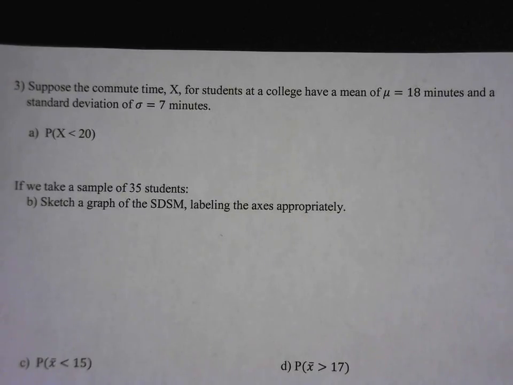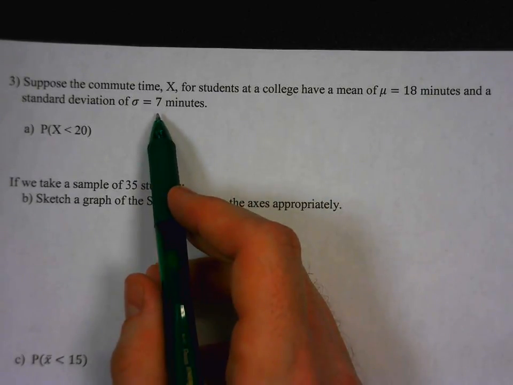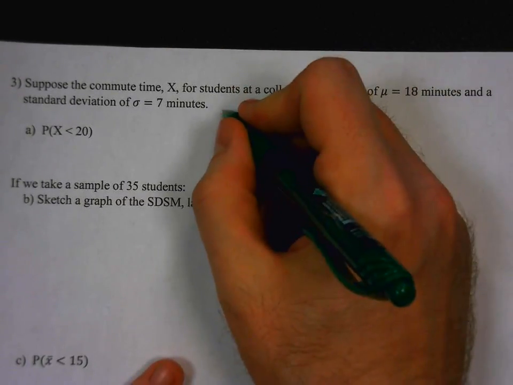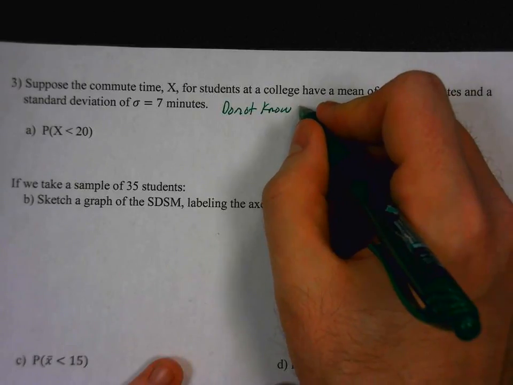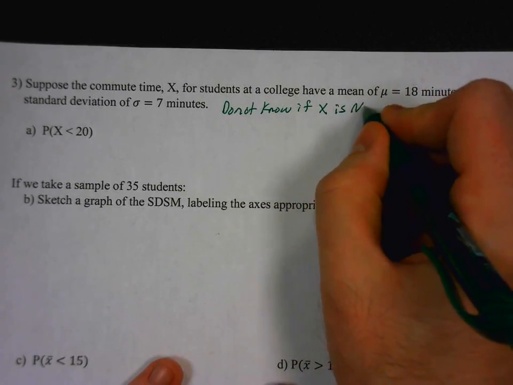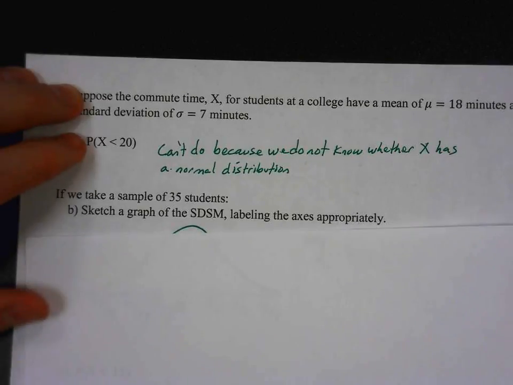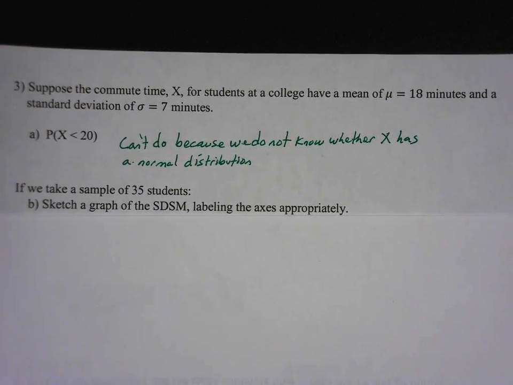Well, usually what you want to do is skip right to converting x into a z-score by doing 20 minus 18 over 7, find that z-score in the table, and there's your probability. But the problem with that is we do not know if x is normal. We do not know if our x distribution follows a normal curve or not. So that means we cannot do this question in part A, because we don't know whether x has a normal distribution. That's a problem for us. Before, it wasn't a problem because the problem would have said x is normally distributed, and then you would find your probability.